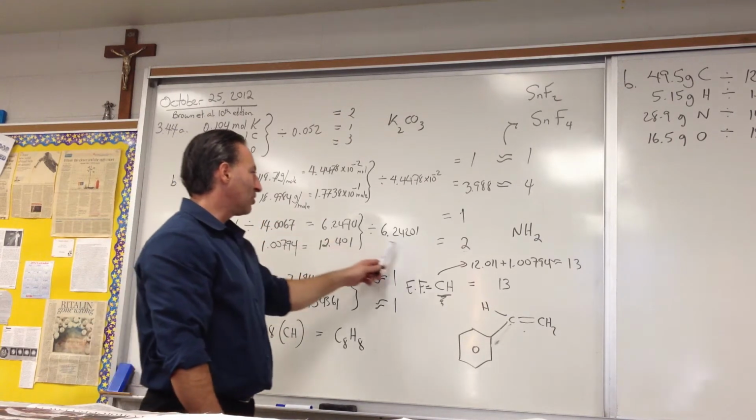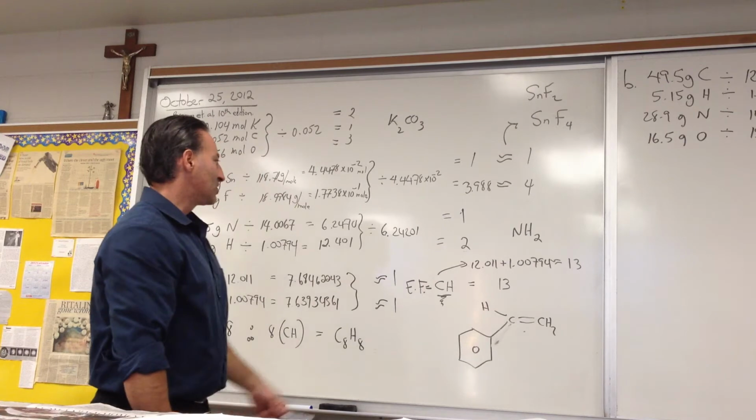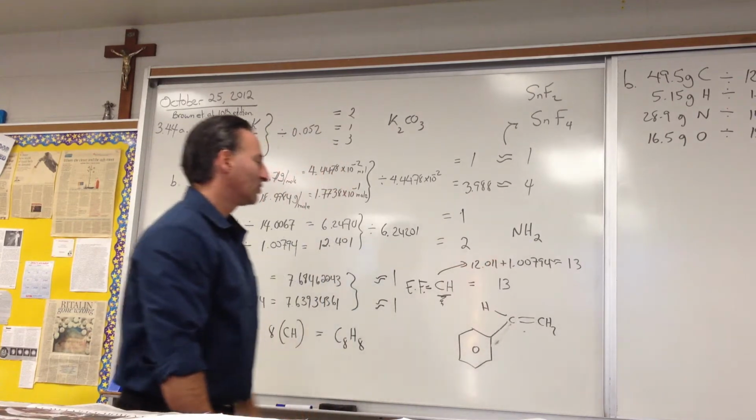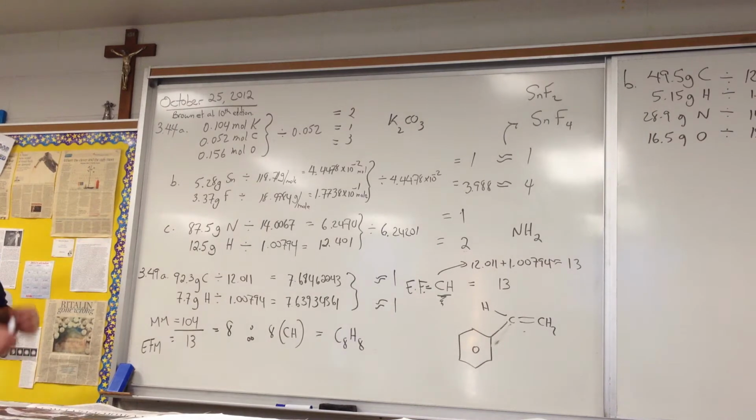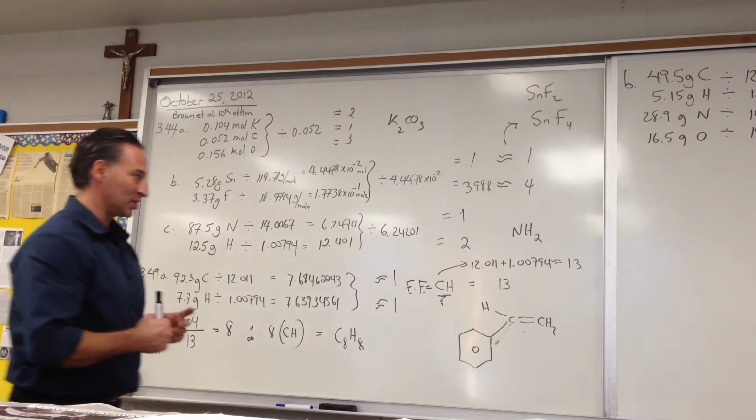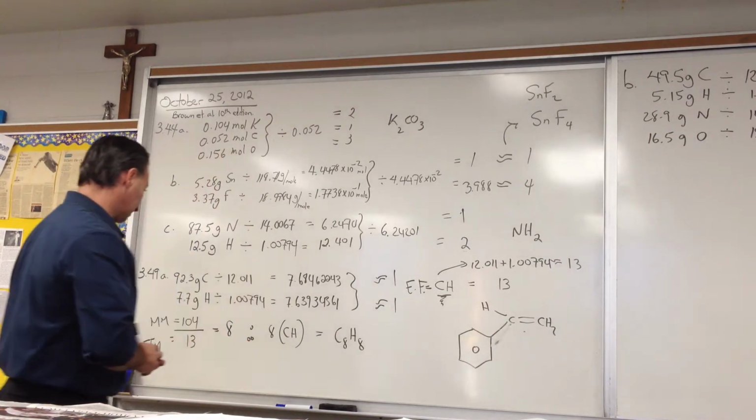When you divide by 6.2, you get a 1 to 2 ratio, which suggests NH2. So that's not an actual molecule. It's just the empirical formula. That's the molecule's formula in lowest terms. Remember what empirical formula means.